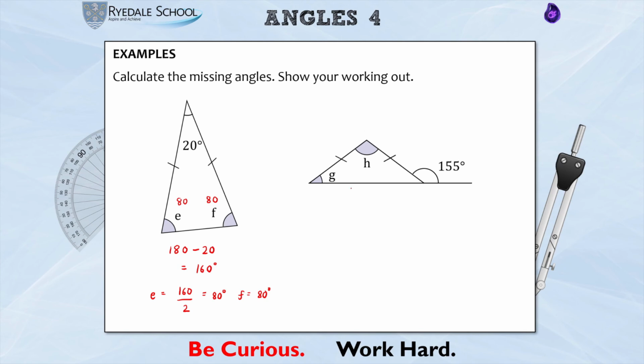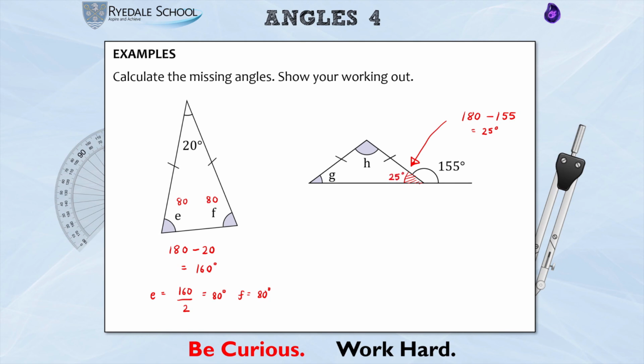Now, in my final example, I've got a kind of squashed isosceles triangle. I know it's isosceles because there are two whiskers, but I've got this extended line. So we know we've got 180 degrees here because there's a straight line. So I'm just going to work out this extra angle first. And I know that extra angle must be 180 degrees, take away 155. And when I subtract that number, I am left with 25 degrees. So this angle here is 25 degrees.